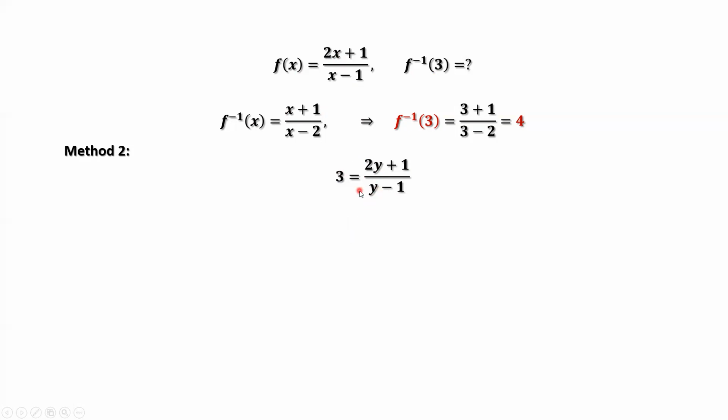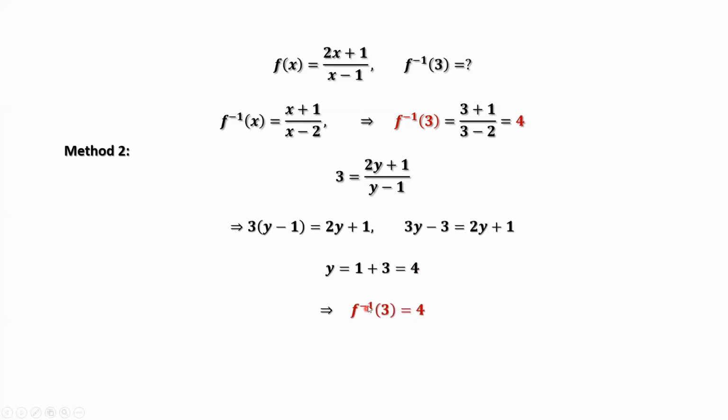Both sides times y minus 1. The left-hand side is 3y minus 3. The right-hand side, y minus 1 cancel. Then you have 2y plus 1. Move this y to the left-hand side, negative 3 to the right-hand side. 3y minus 2y equals 1y. 1 plus 3 equals 4. 4 is the answer of the inverse of f of 3.